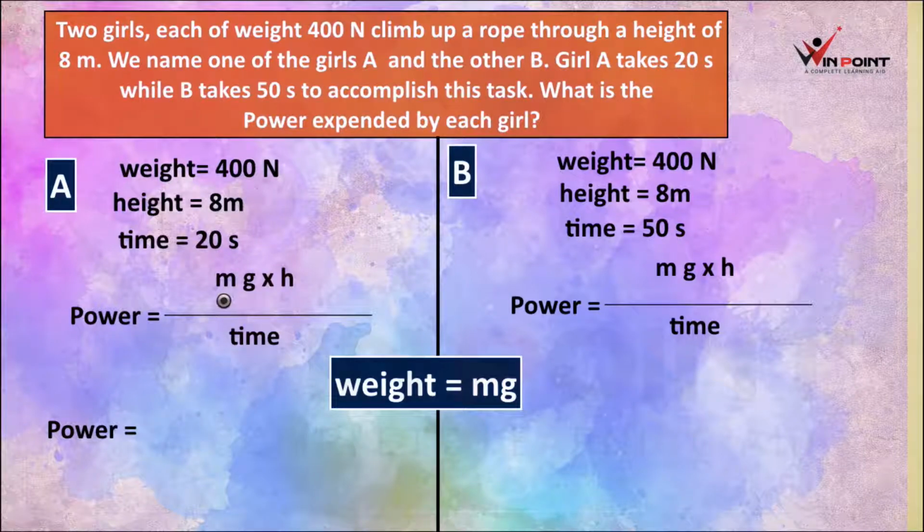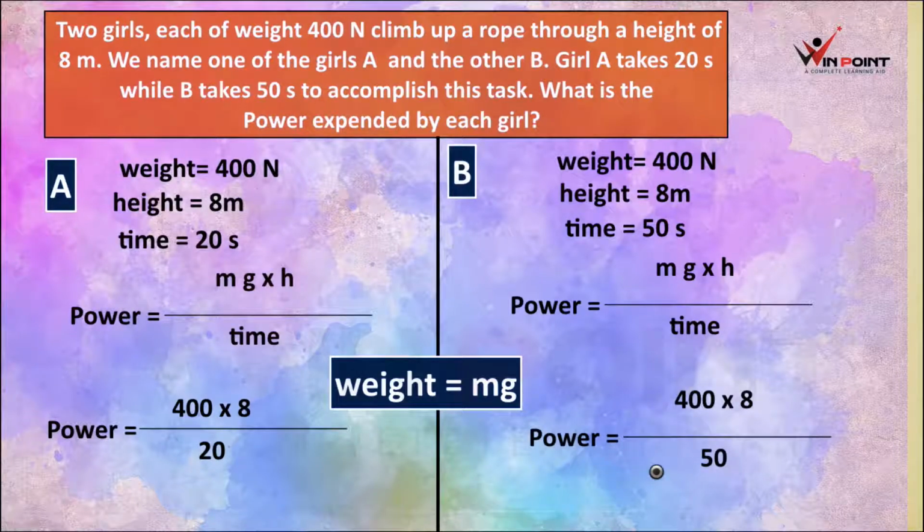Power equal to, instead of mg, we can write 400 Newton, because weight is mg. 400 into, instead of h, we can write 8. 400 into 8 by time, which is 20 seconds. Here power is equal to 400 into 8 by 50 for the second girl.